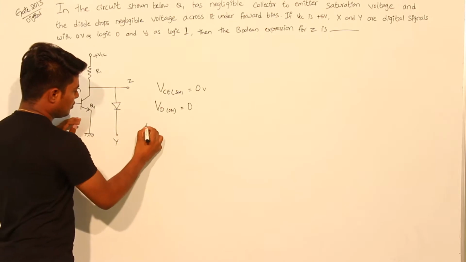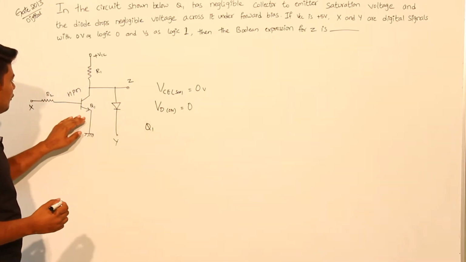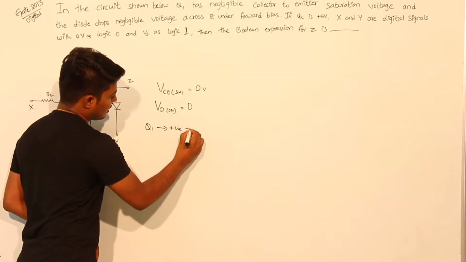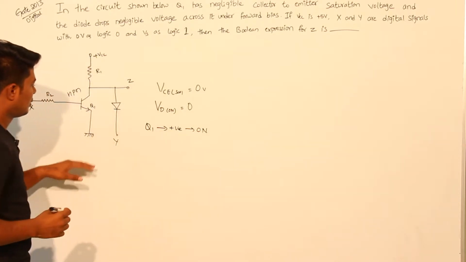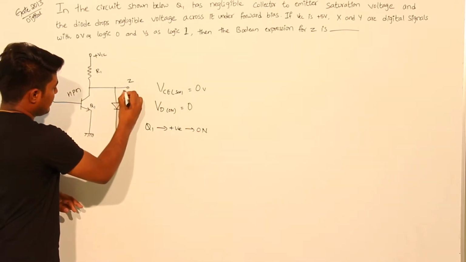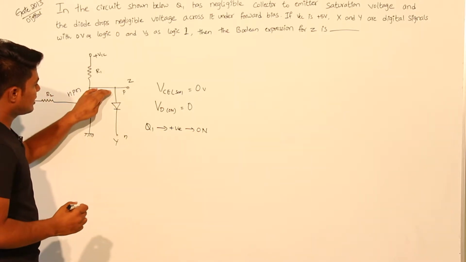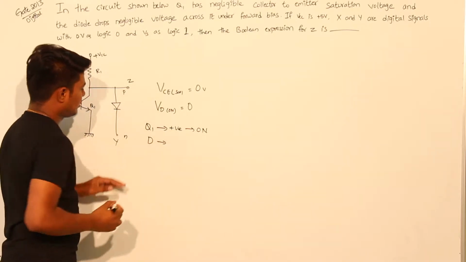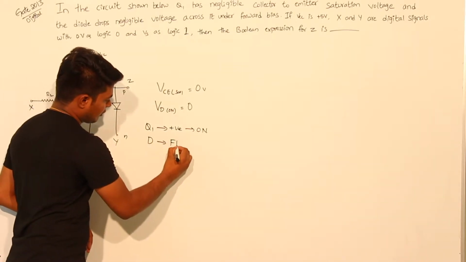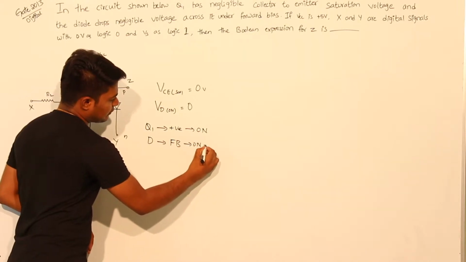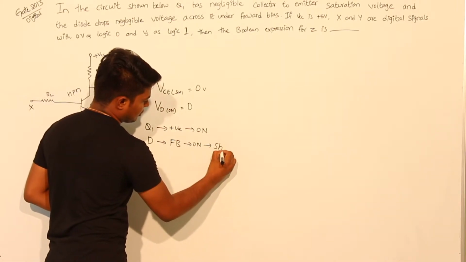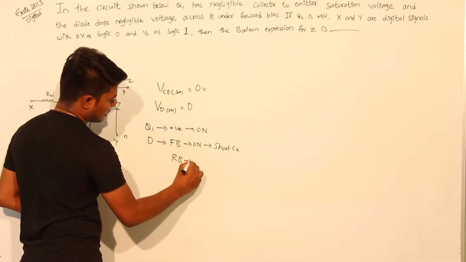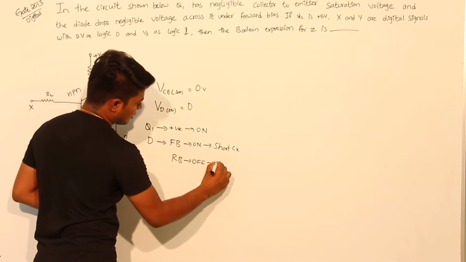Now for this transistor Q1, if we apply only positive voltage, then it is said to be in on condition. Now for this diode, here it is the P side, here it is the N side. If the P side is more positive, then the diode will be in forward bias and it is in on state. When it is in forward bias, it acts as a short circuit. When the diode is in reverse bias, it will be in off state, acting as an open circuit.